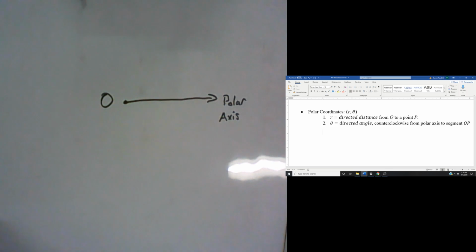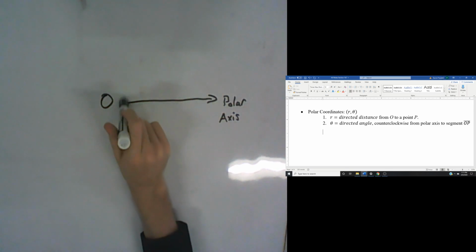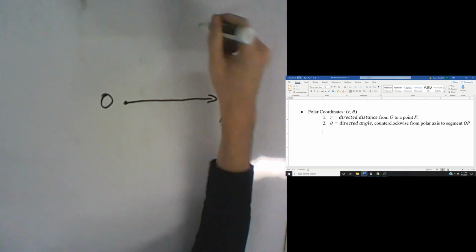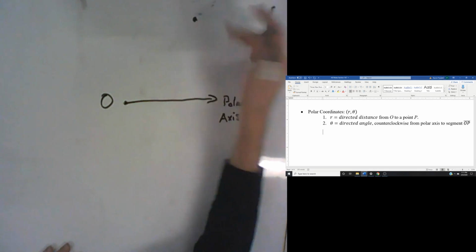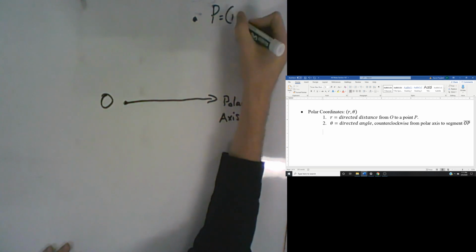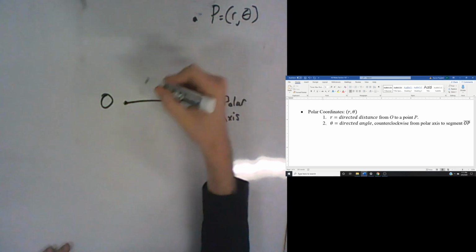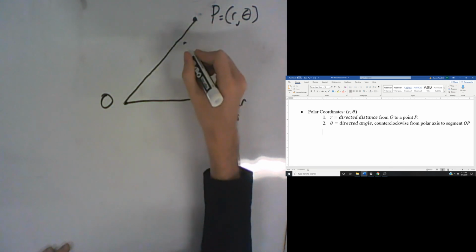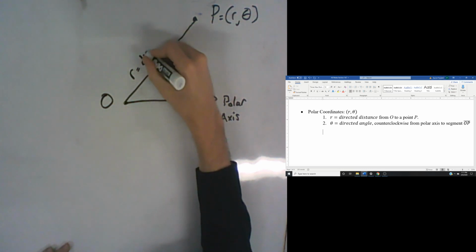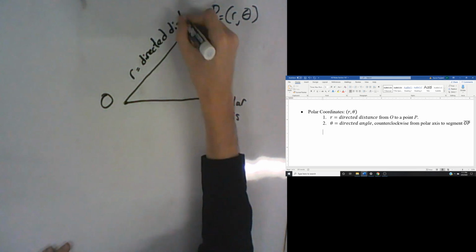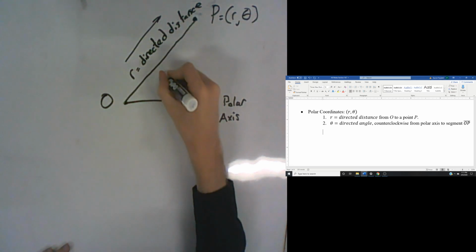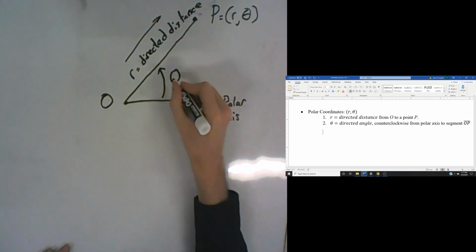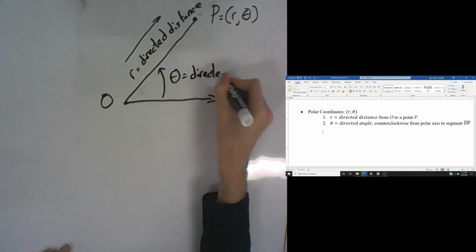Okay. So we have our point O, our origin, or rather our pole, and we have our polar axis. Now, we choose some point P, which equals, oh sorry, that's out of the picture, some point P, which equals r, theta. Now, r is going to be this directed distance. It's going to be this direction. Theta is the rotation this way, and theta is our directed angle.